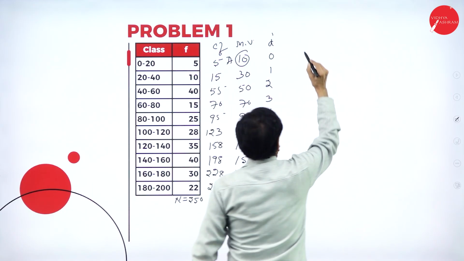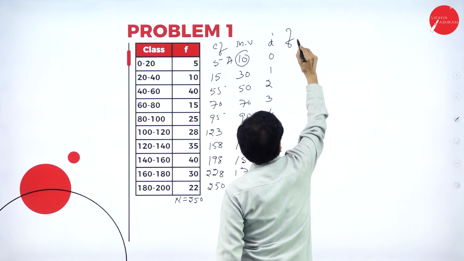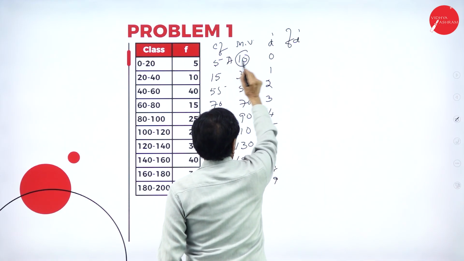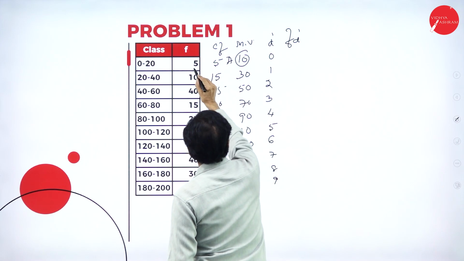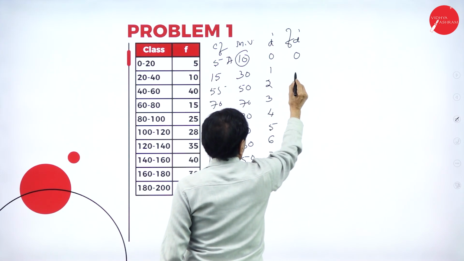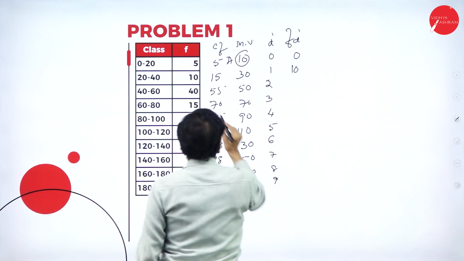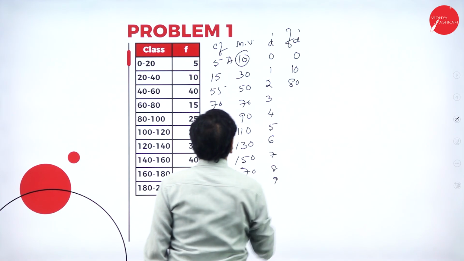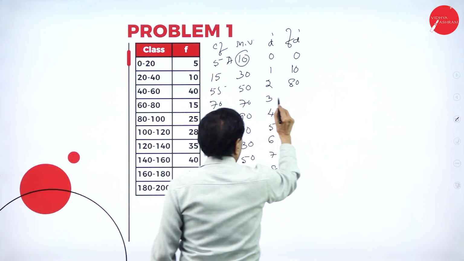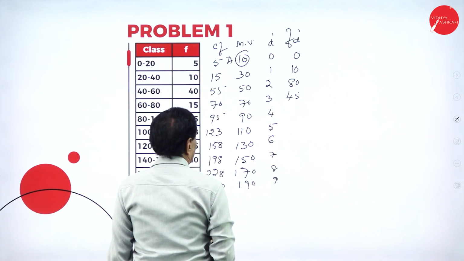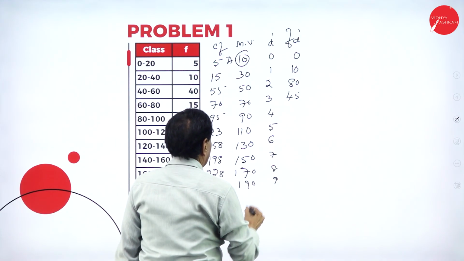But the next step, FD dash: frequency, 5 into 0. What's your frequency? 5 into 0 is 0. 10 into 1 is 10. 40 into 2 is 80. Then 15 into 3 is 45. 25 into 4, 100.